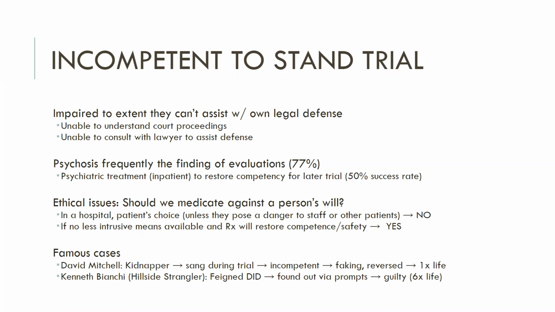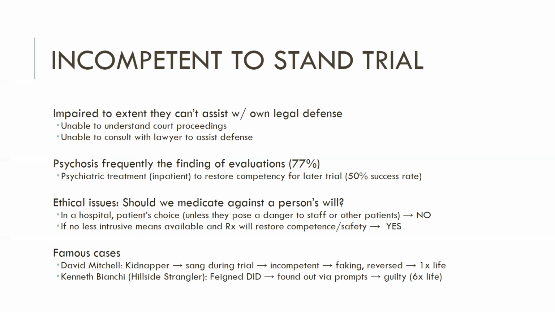They're kind of a liability to themselves. Psychosis is frequently the finding of such evaluations. So in 77% of these cases, psychosis is the reason for incompetence. And so what happens is that a person is referred to psychiatric or inpatient treatment to restore competency for a later trial. And this has about a 50% success rate. So again, the person is not let off or let go, but instead they go to treatment, and it's only once competence has been restored that they return to trial to sit for their trial.